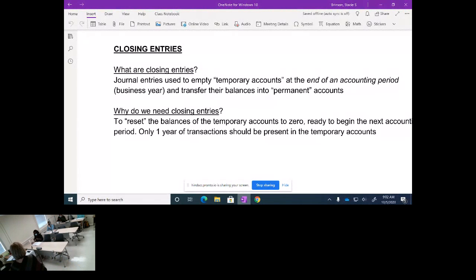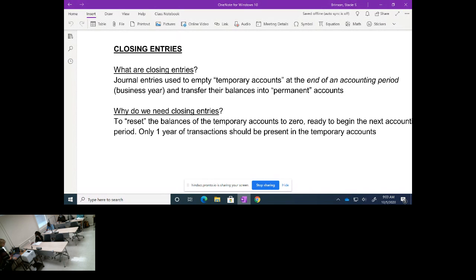Okay, we're going to get to the last thing in chapter 4. So we're starting on the bottom of page 9. In this chapter, we've learned about adjusting entries that are done at the end of the accounting period.